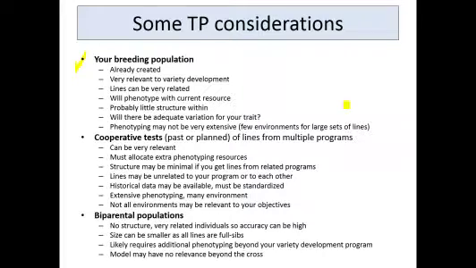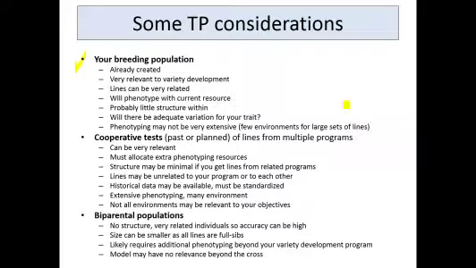Cooperative tests can also be very relevant if they're elite breeding material from other programs. You usually have to allocate extra phenotyping resources to these types of trials, but it can be worth it. The structure in these may be minimal, especially if you get lines from related programs. There could be issues, though, if some of the lines are really not very related to your program or to each other. In other words, some lines simply are not very related and therefore cannot be very useful in predictions. Historical data on these tests might be available, though you do have to standardize it, and we'll talk about that later.